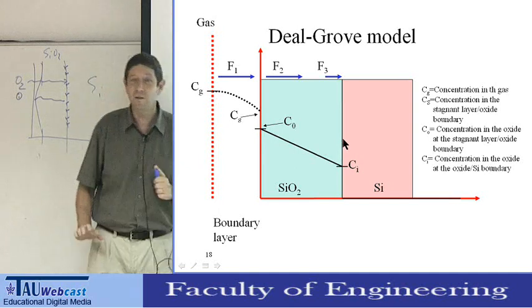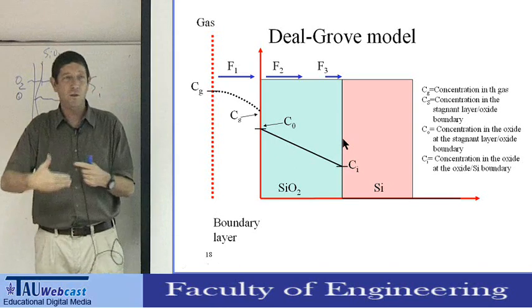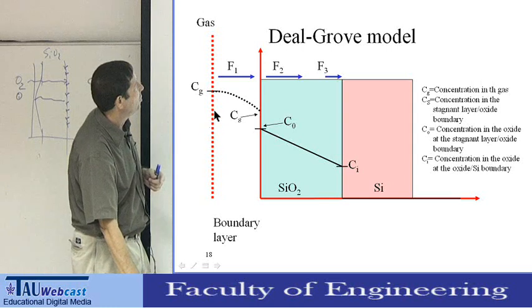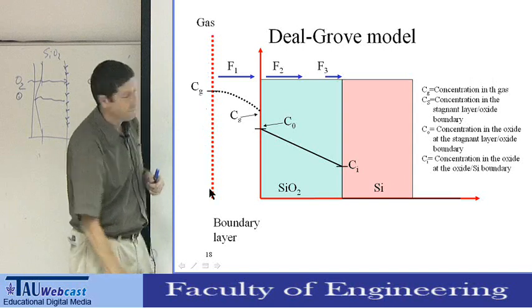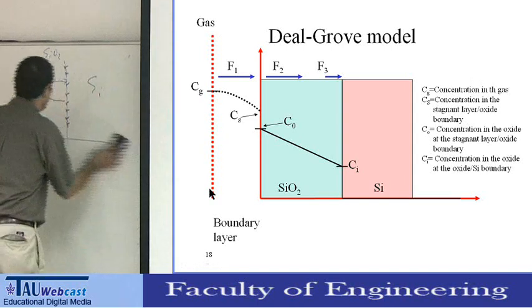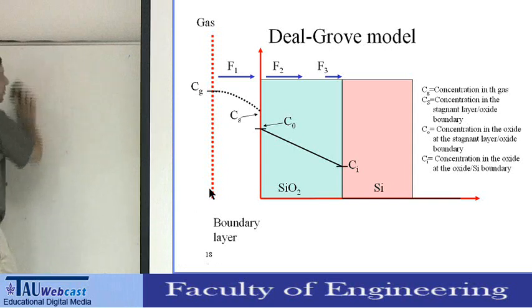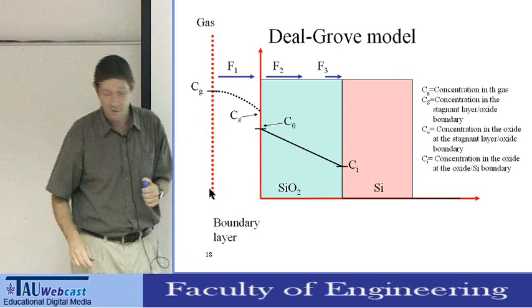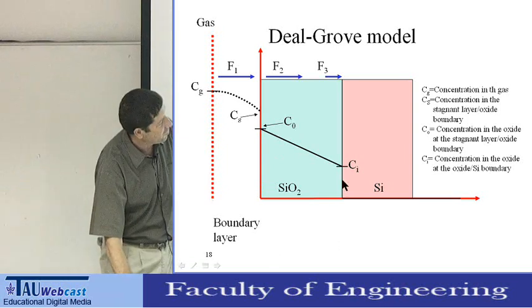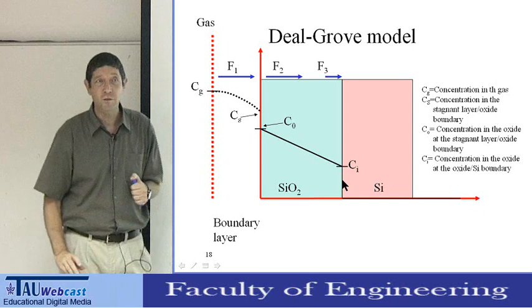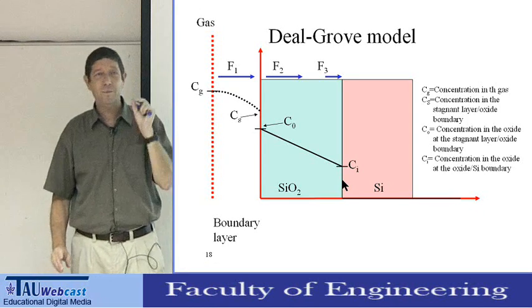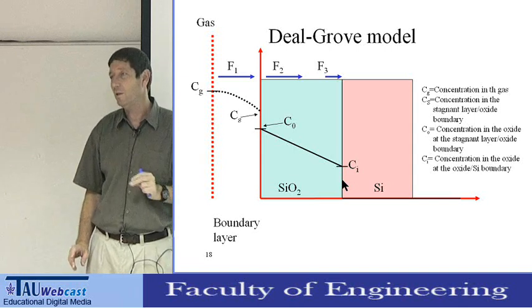So once you know this effect, you can follow the flux of the oxygen atoms, oxygen molecules. Let's say there is a gas, and again, it depends on the structure of your furnace. Yes? The reaction is on the surface, here. The oxidation reaction in silicon oxidation occurs at the interface between the silicon and the silicon dioxide.